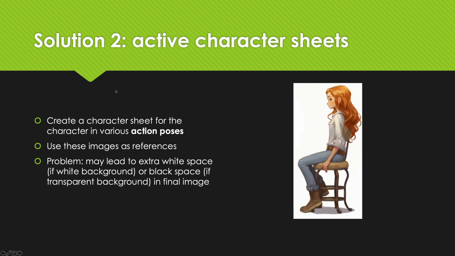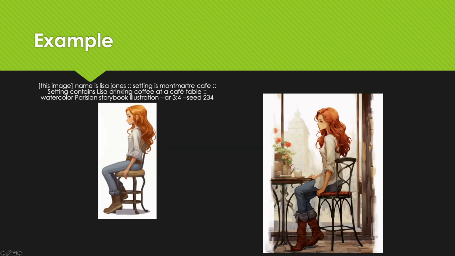So you can also have the active character sheets, where you can create a character sheet for the character in various action poses and use these images as references. This can sometimes lead to extra white space if you have a white background, or a black space if you've got a transparent background for this image. And you can see that here, where the background is very white.